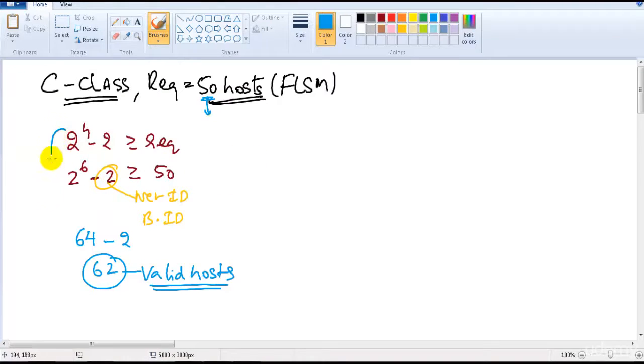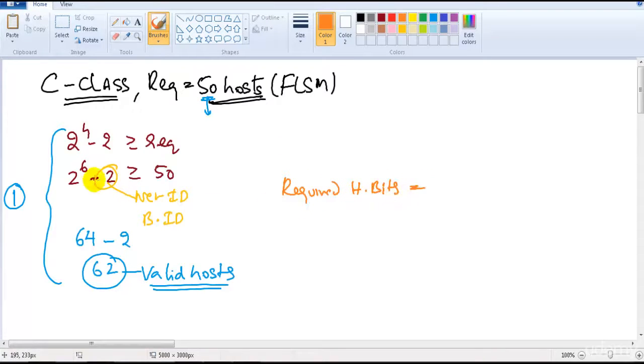So this is the first step we need to calculate. Once we calculate this, the second thing we need to figure out is how many host bits we require here. So here we need to figure out the required host bits.